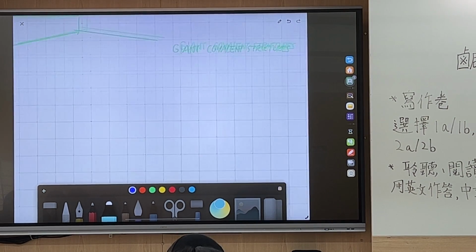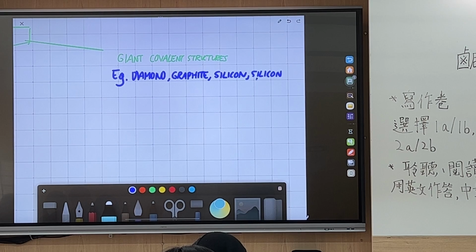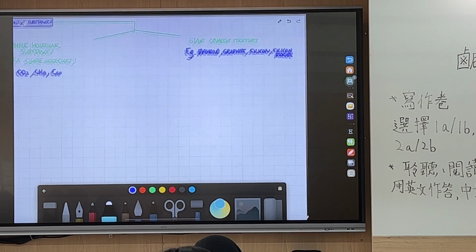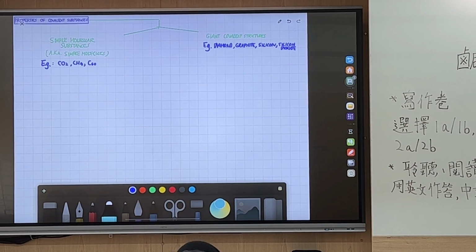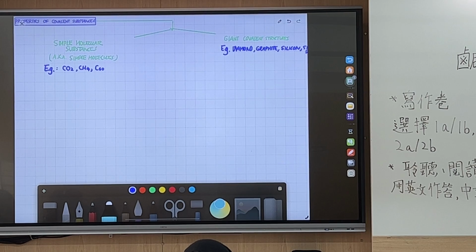So giant covalent structures can be diamond, graphite, silicon, or silicon dioxide. This may look like a very long list, but only these four substances you should know have giant covalent structures. Almost all other known natural elements and compounds are put into the left-hand side category.